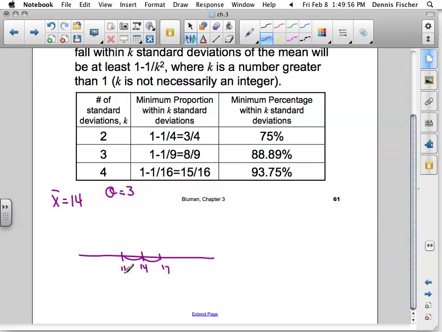Now, Chebyshev's theorem doesn't work with this 1 standard deviation. I can do 1.5, but I can't do 1. So I'm going to go 2 standard deviations. I'm going to go another standard deviation out. I'm going to be at 20. I'm going to be at 8. Now, what Chebyshev's theorem says is this.